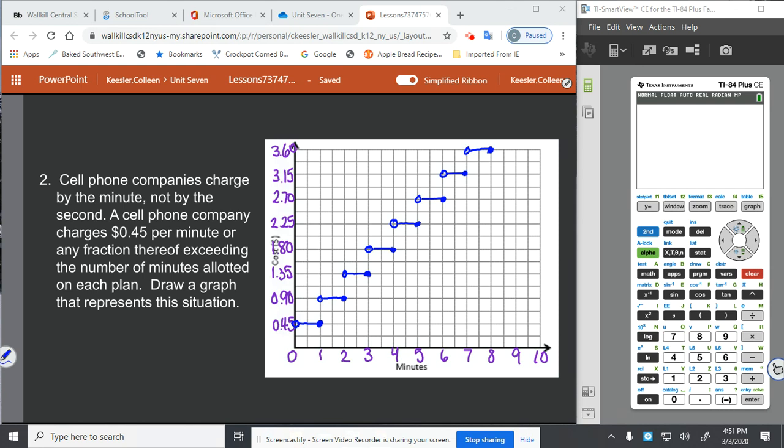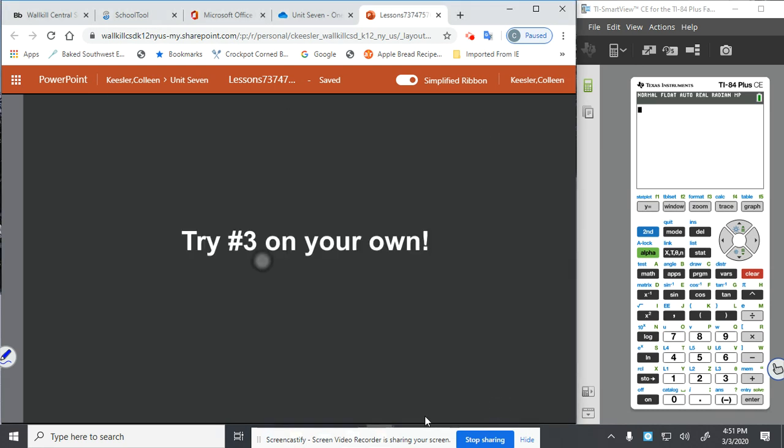All right, so hopefully you have an idea of how I'm creating these steps. Keep in mind that it's not always a closed circle over an open circle. Sometimes it will be reversed based on the scenario. All right, so you guys are going to try the third example on your own. I'll be around to help you guys out.